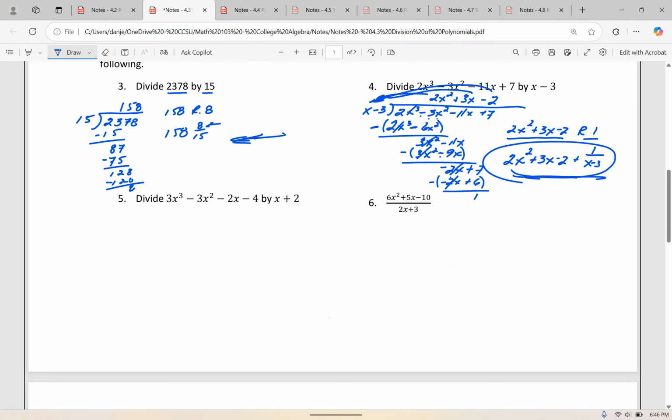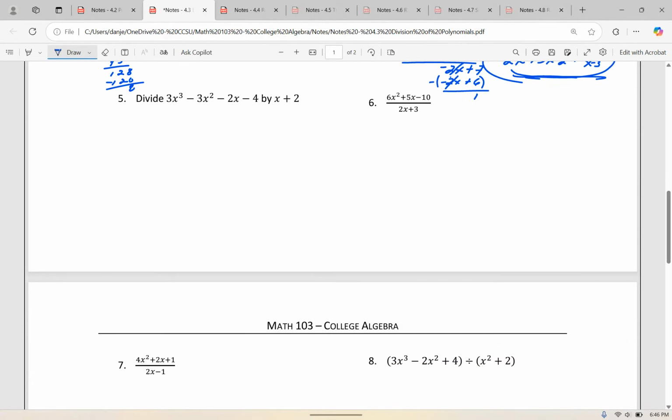Okay, so let's look at number 5 here. We're going to divide 3x to the third minus 3x squared minus 2x minus 4 by x plus 2. So 3x to the third divided by x is 3x squared. And again, we're going to multiply the 3x squared times the x plus 2, which gives me 3x to the third plus 6x squared. Almost made that mistake.